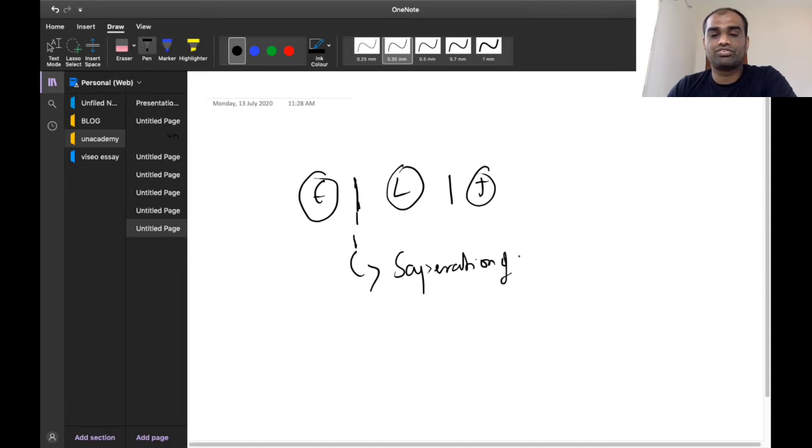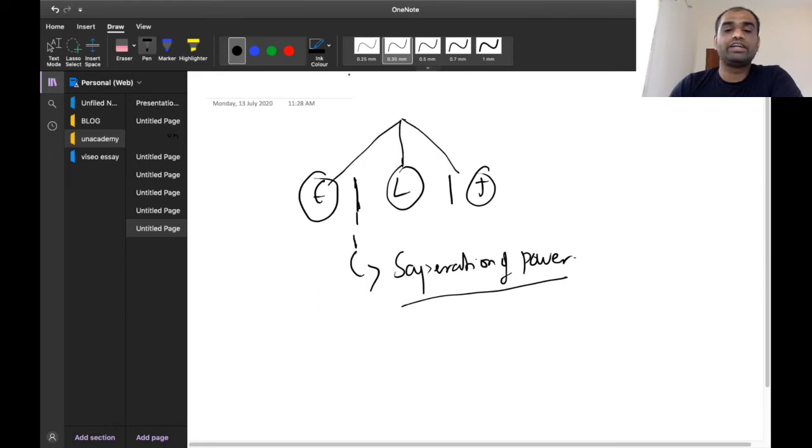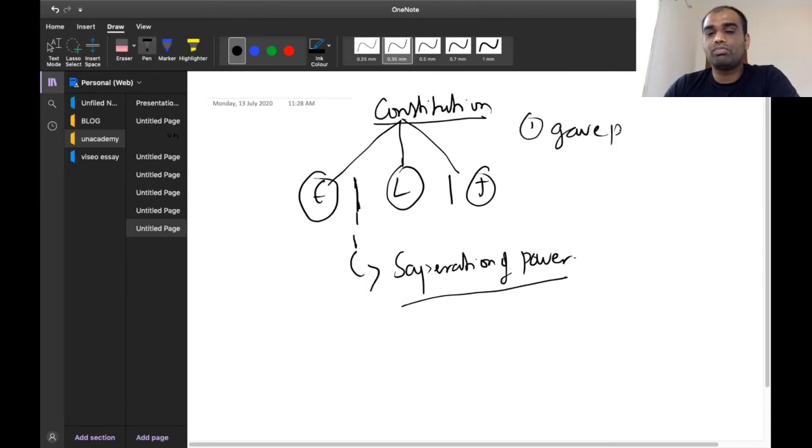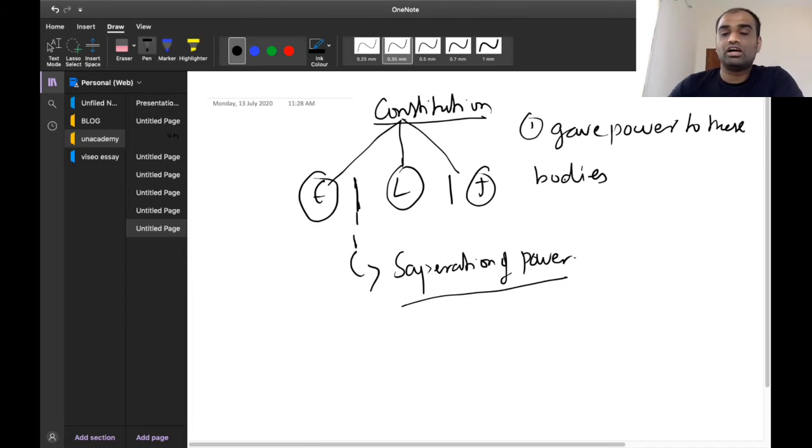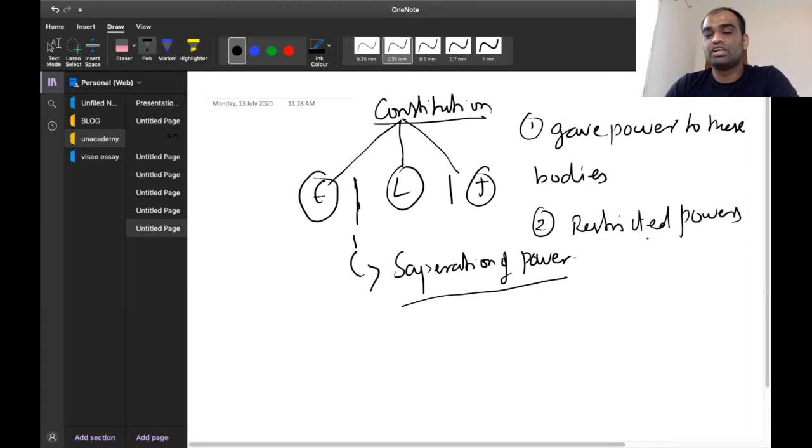Now, all these three organs were separated by a principle called separation of power. All these three branches of government were separated by a principle called separation of power, and all these three organs derived their power from a body called the constitution. Clear? So the constitution, one, gave power to these bodies. Clear? It gave a mandate to these bodies to govern this particular land. Second, it also restricted their powers.